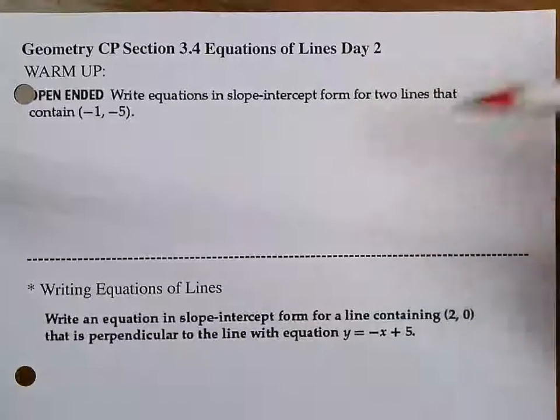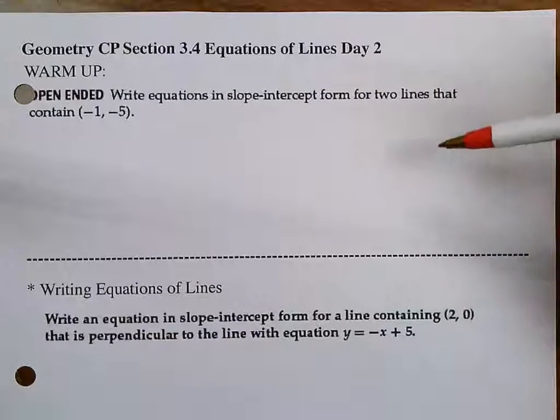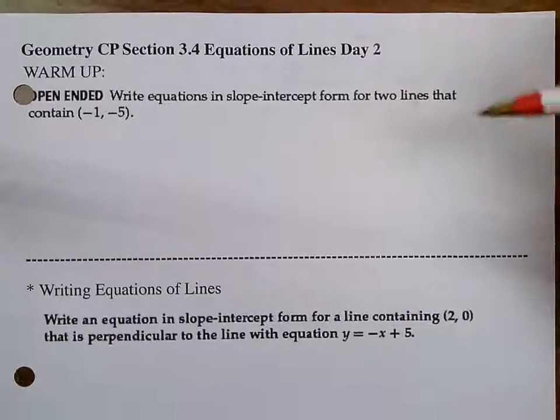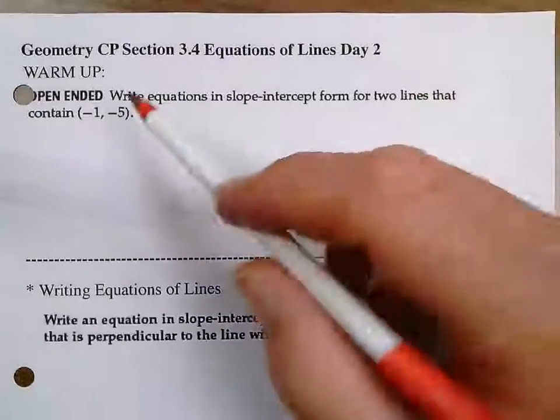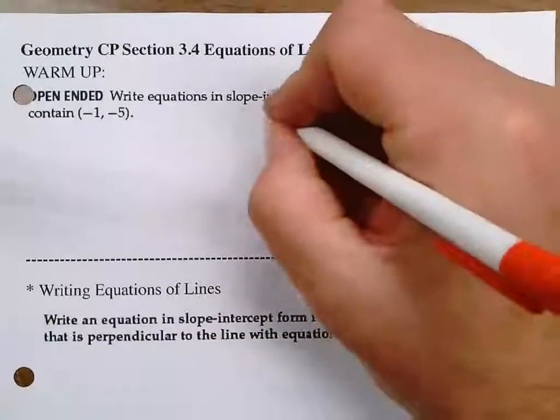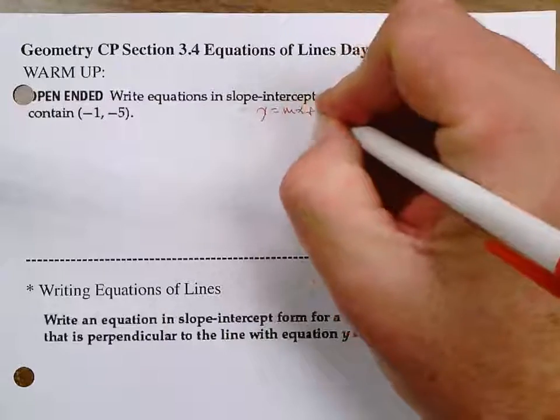Try the open-ended here. Hit pause. Try it out. All right, hopefully you tried the open-ended. Write two equations in slope-intercept form that contain that point. Again, slope-intercept form is y equals mx plus b.